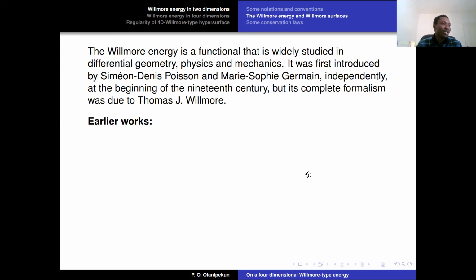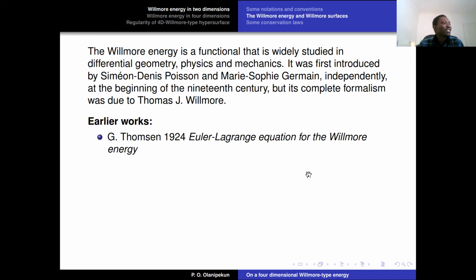Thanks to Willmore himself, who gave us the complete formalism of these energies. So it's just a bending energy. So there are some works that have been done on the Willmore energy. So Thomsen himself, Gerhard Thomsen, 1924, computed the Euler-Lagrange equation for the Willmore energy.